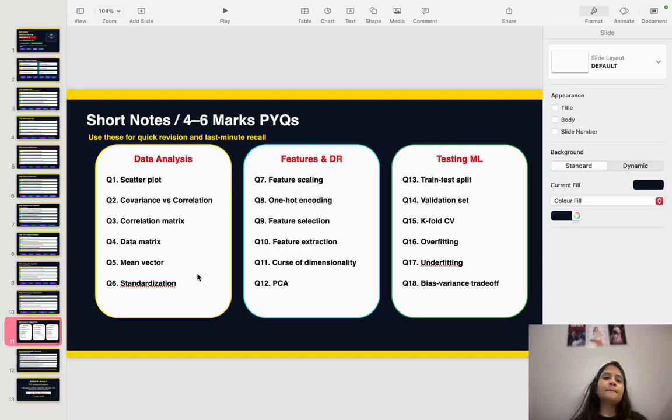So yeah, quick revision and last minute recall. Okay, these are the topics which you have to read. If you read these topics, definitely you're going to score. Definitely you will be able to write, right? So don't miss any concept. Give 2 hours of time for this unit. Okay, for each concept, give 10 minutes or 15 minutes to understand.